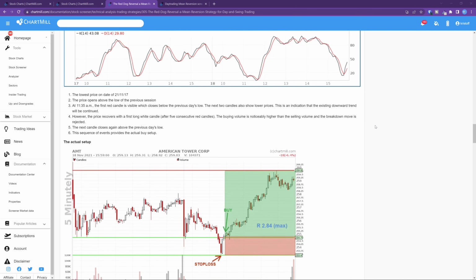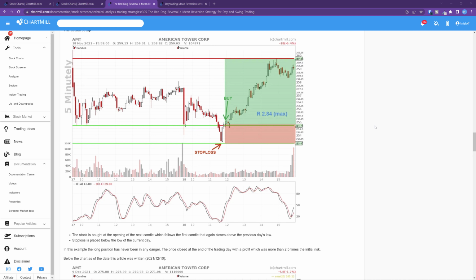So the stock is bought at the opening of the next candle, which follows the first candle that again closes above the previous day low, and then the stop loss is placed just below the low of the current day, as you can see over here. Now in this example, the long position has never been in any danger. For the exit, you can set a fixed target, or you can wait for the rest of the day, which in this case would have given you a profit of more than 2.5 in terms of risk-reward ratio.